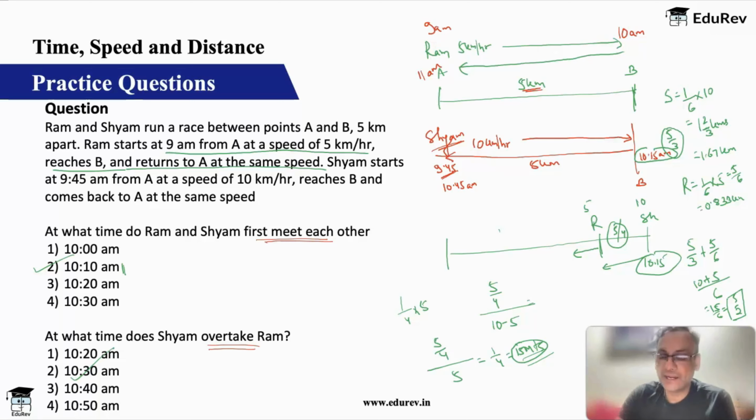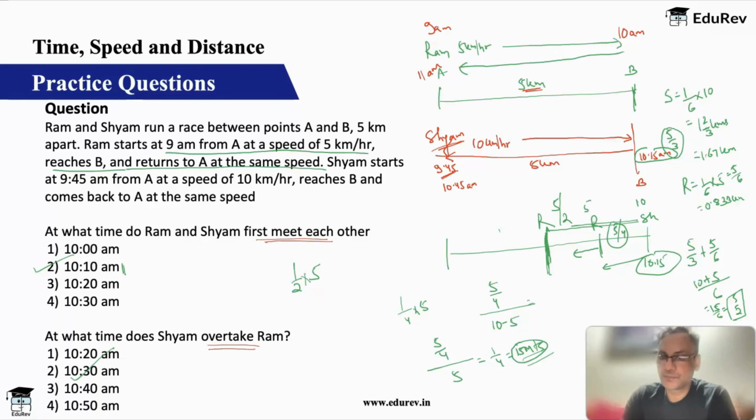Okay. Again at 10:30, where will they be? We can see that also. So 10:30, that means Ram turned back at 10 o'clock. He has run for half an hour at a speed of 5 kilometers per hour. That means he'll be at 5 by 2, which is 2.5 kilometers. So that means he'll be at the midpoint. This is where Ram will be, at a distance of 5 by 2.